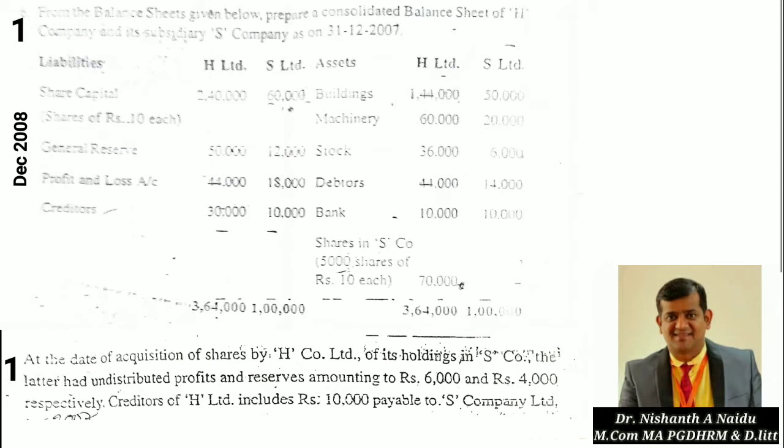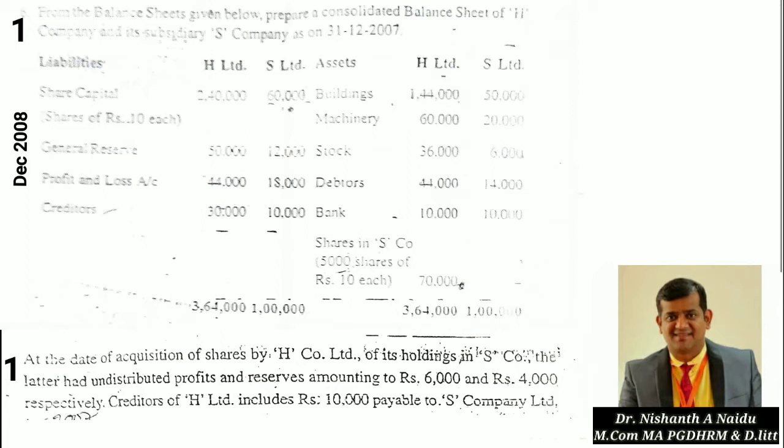Today we are solving the first problem, problem number one, which has been asked in the December 2008 question paper. So let us look into the problem. You also copy the problem to your notebook. From the balance sheets given below, prepare a consolidated balance sheet of H company and its subsidiary S company as on 31st 12 2007. There are two companies, one called H company and another called S company.